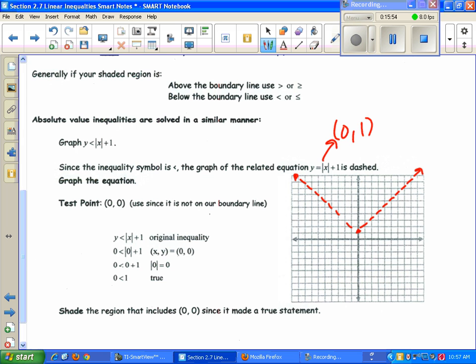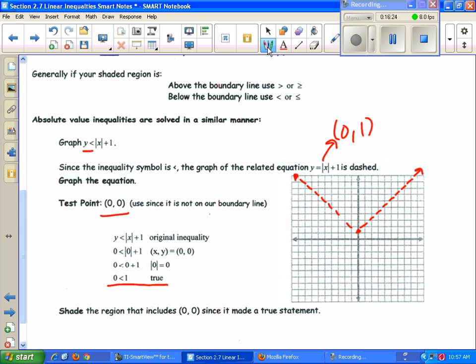So now I have my absolute value on my graph, and now I need to figure out which way I am shading. Notice that our symbol is y is less than. This tells me that I'm probably going to be shading below the absolute value boundary line that I made. But if I'm unsure, I can pick a test point, and notice that 0, 0 is not on my boundary line. So I'm going to plug that into the original inequality. When I do that, I get a true statement, which means I am shading below my inequality. So I would have been correct in doing so.